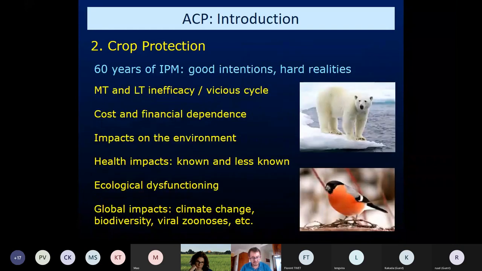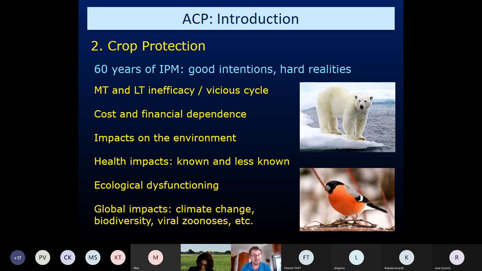And my personal assessment of 60 years of IPM is that, if we look not at the short-term efficacy of pesticides, I consider that for the mid-term and long-term, pesticides are ineffective. And it has a title. It's called the infernal cycle of pesticides. The more you use pesticides, the more you have to use pesticides.